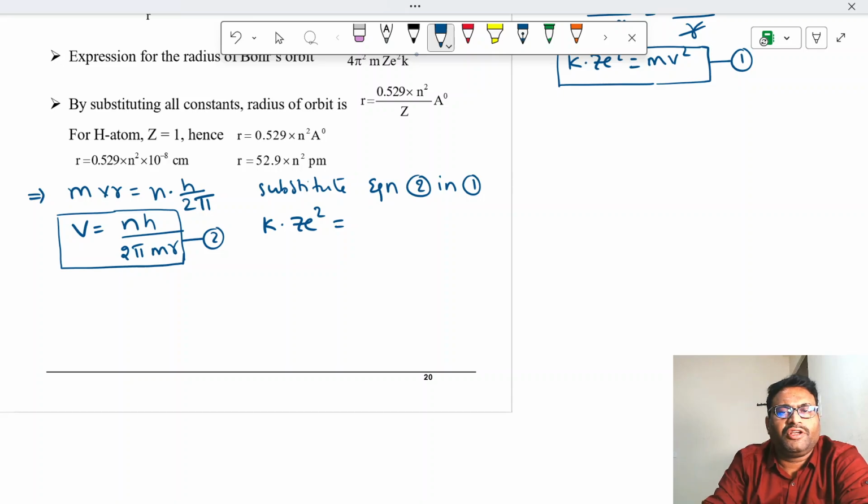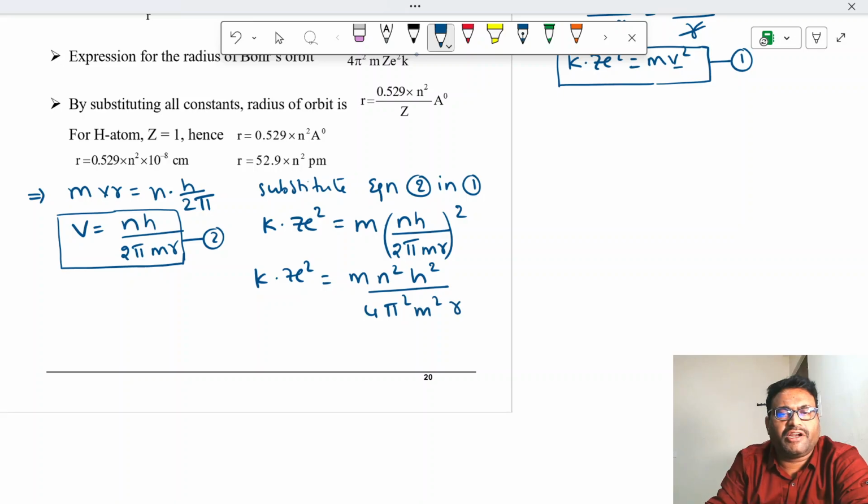See, K into Z square is equal to M into V square. What is V here? From equation 2, V is equal to nh by 2 pi mr. Here it is V square, then whole square. Then what do you write? K into Z square is equal to M into n square h square by 4 pi square m square r square.